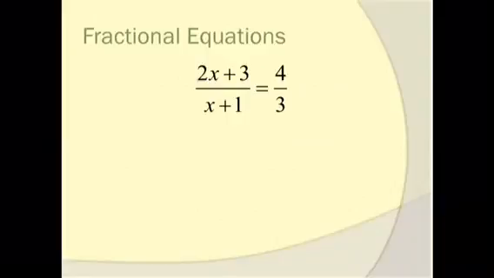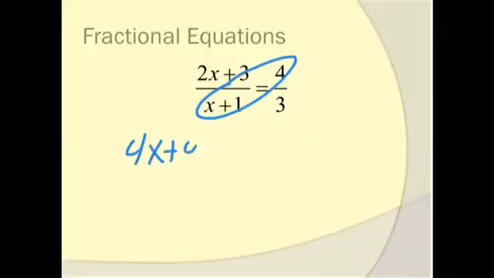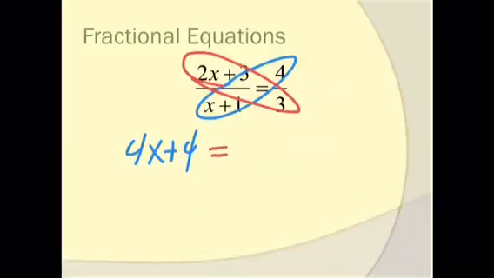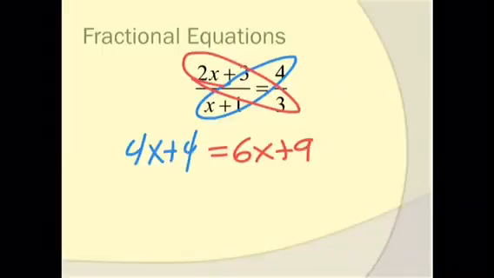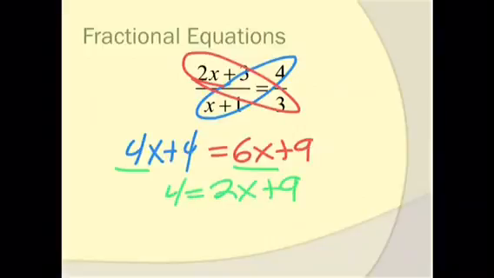Just like with the last two examples, our first step here is to cross multiply. So we multiply x plus 1 times 4, which will give us 4x plus 4. And then we're also going to cross multiply 2x plus 3 times 3, which gives me 6x plus 9. I'm going to combine like terms, so I'm going to subtract 4x on both sides, giving me 4 is equal to 2x plus 9. Then I'm going to subtract 9 on both sides to continue getting x by itself.